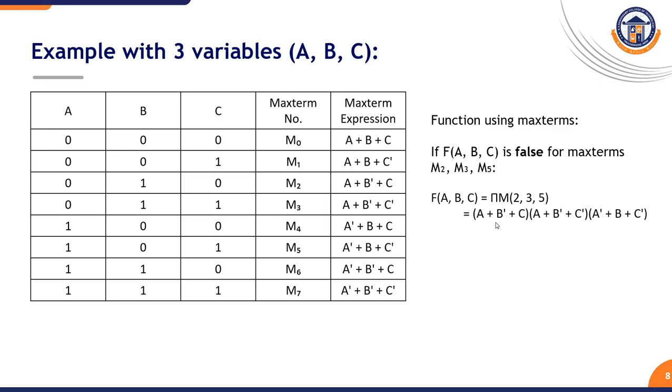It can be expanded into the Boolean expression. M2 will be written as 0, 1, 0. Wherever we have 0, give the variable as such. Wherever we have 1, give the complement of the variable. So 0, 1, 0 will be A, B dash, C, so A plus B dash plus C. Similarly, the other output functions will be written.